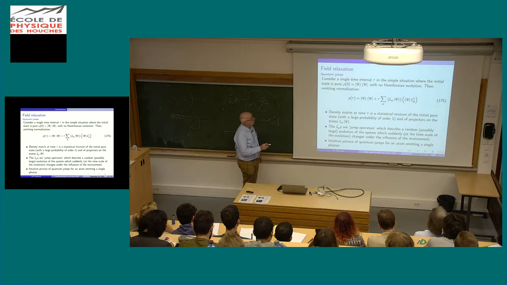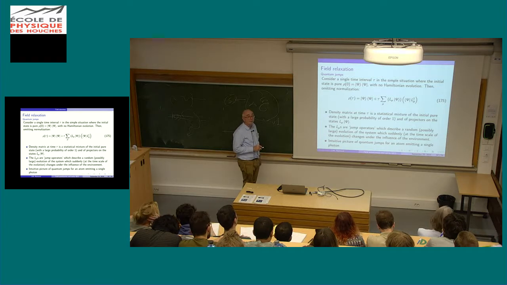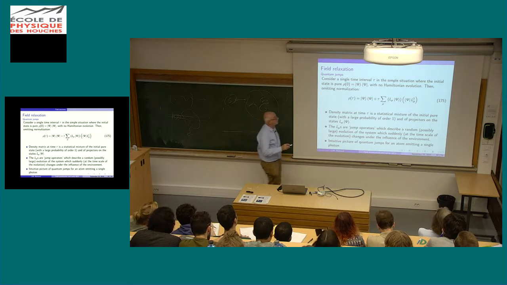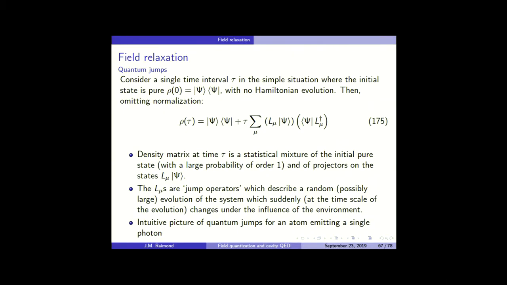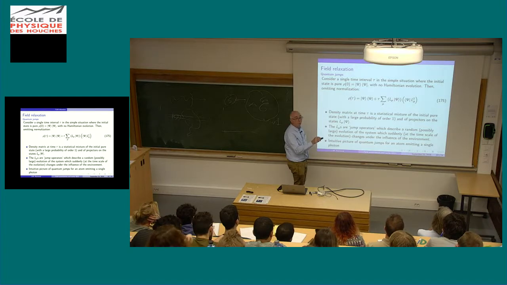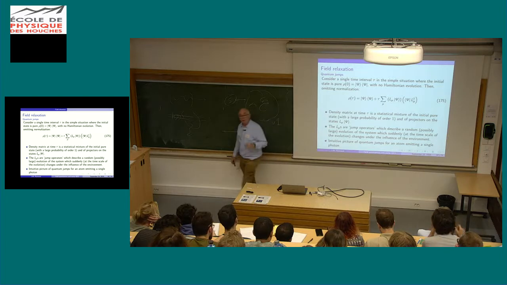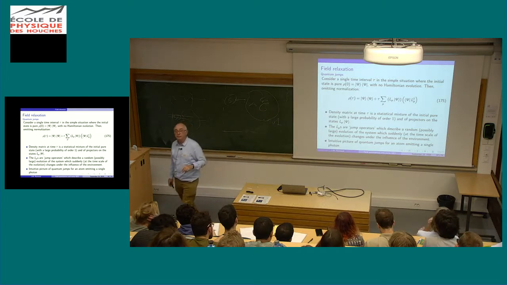And what I get is that rho of tau is the initial state, psi psi, plus a term proportional to tau that is the derivative. And the derivative, it's easy. It's L mu rho, L mu dagger. And if I expand, it's L mu psi times psi L mu dagger. Look at that in terms of a density matrix.